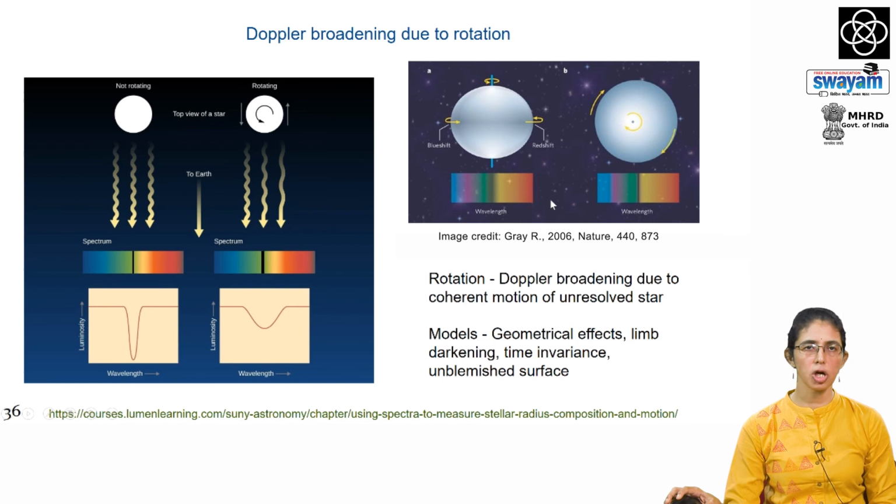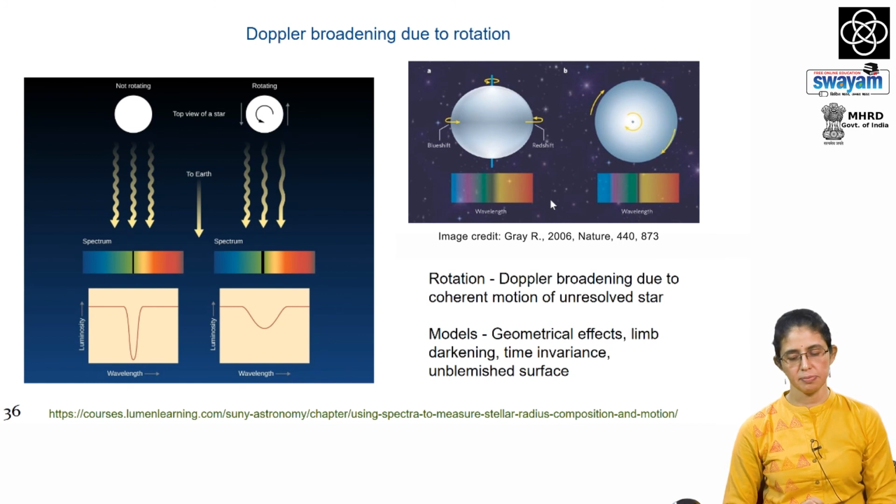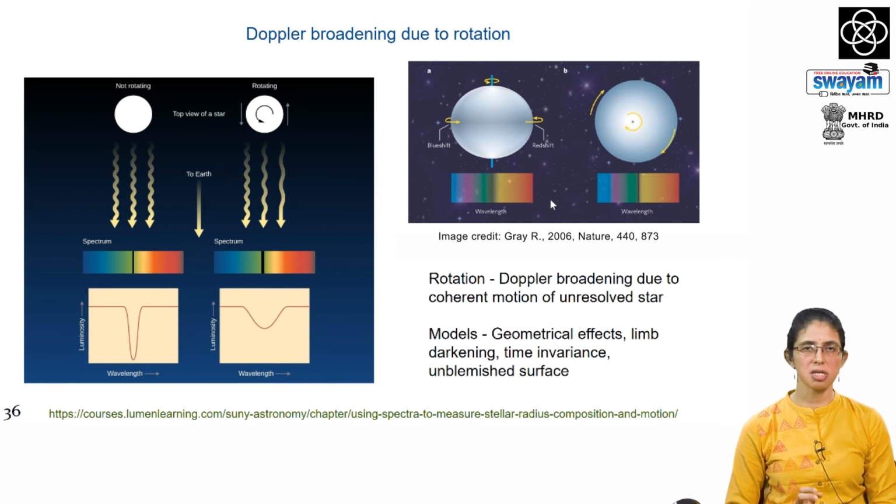However, a realistic modeling of the broadening effects will take into consideration not only these geometric effects, but also other effects which include the limb darkening effects and whether the surface itself is unblemished or not, as well as various other factors.